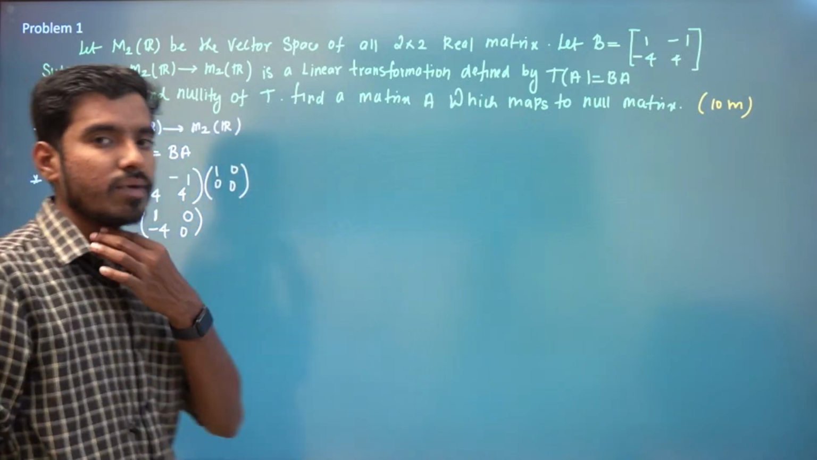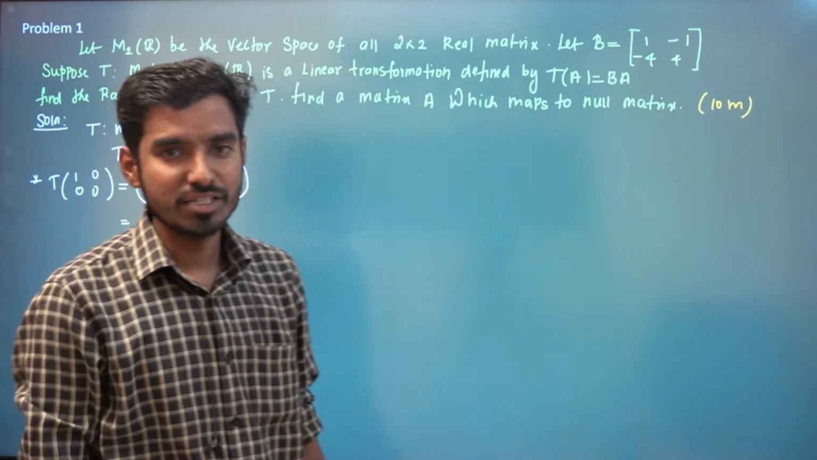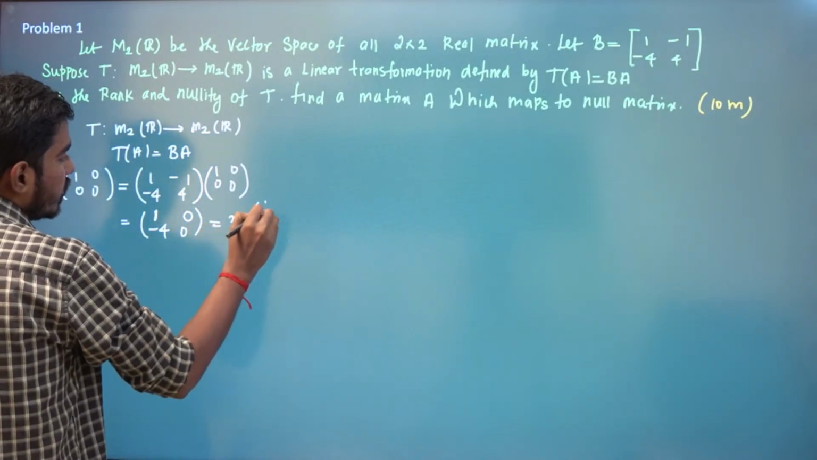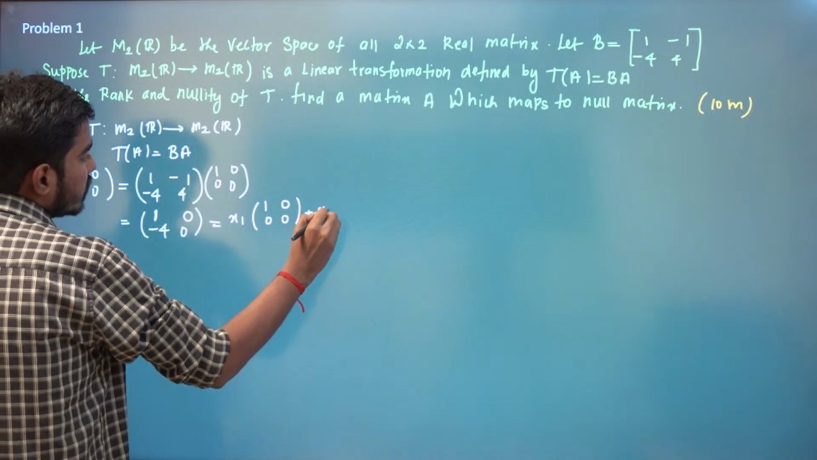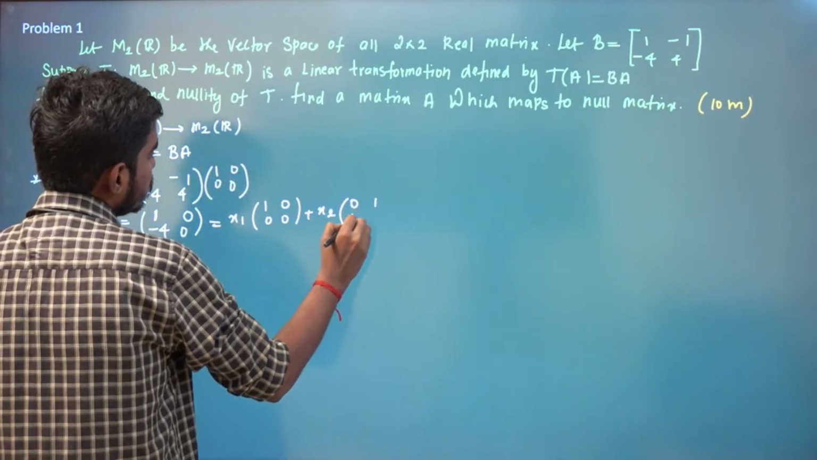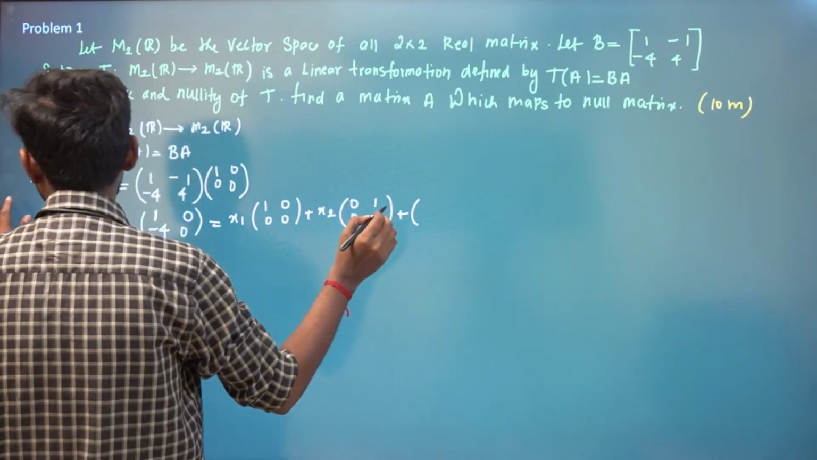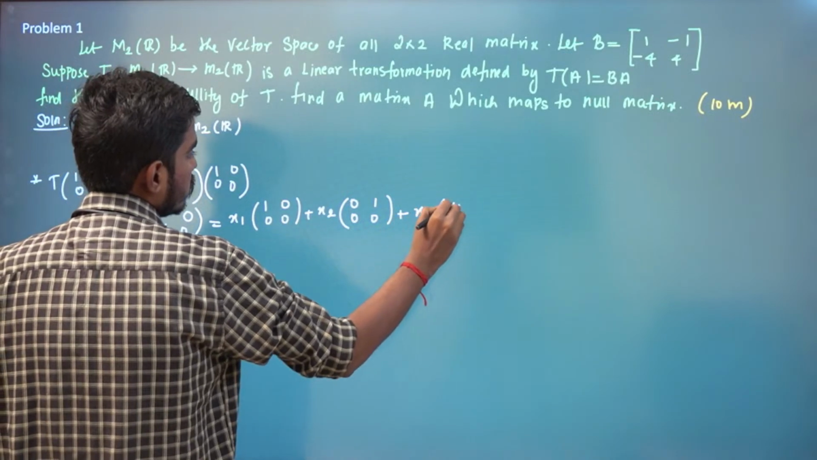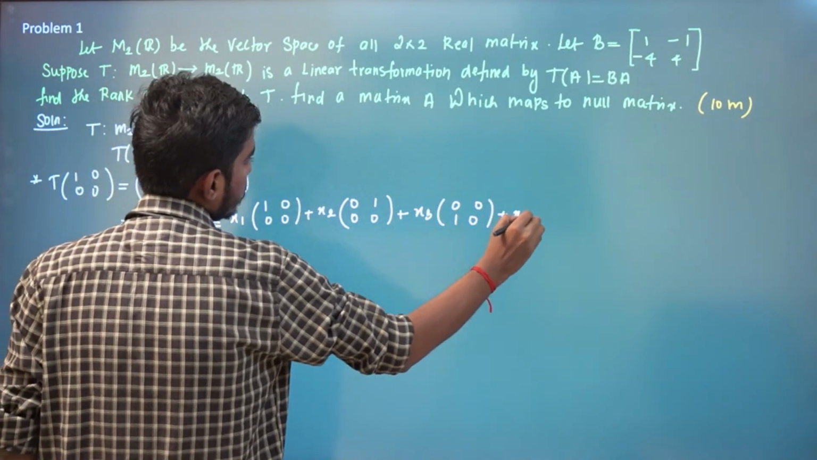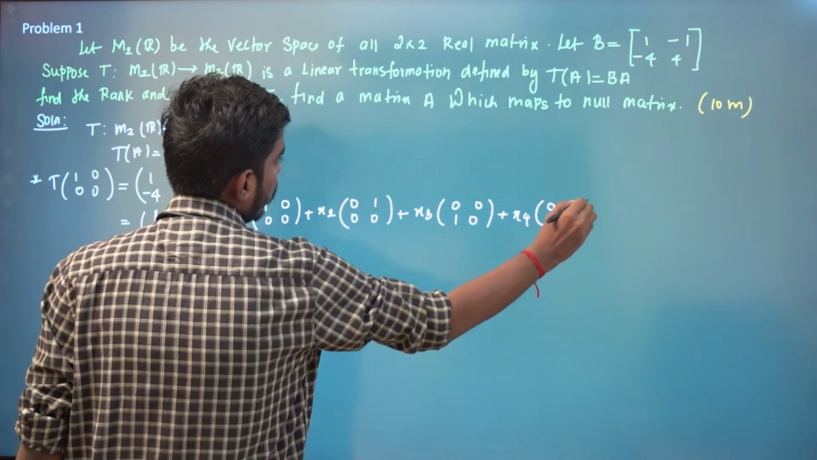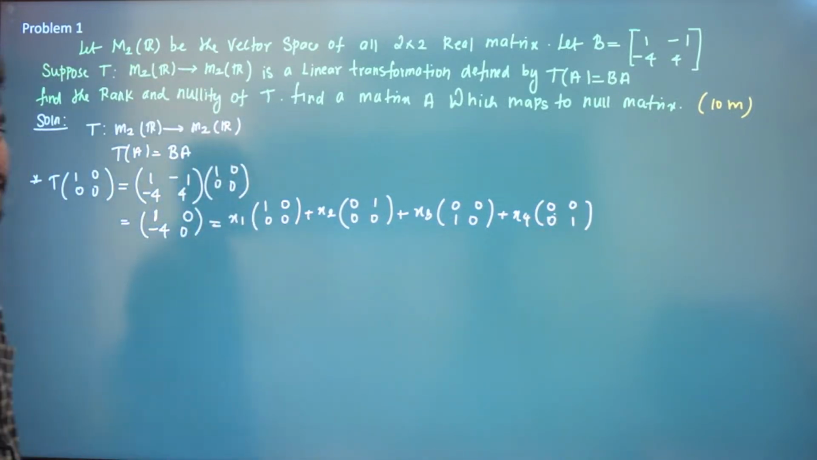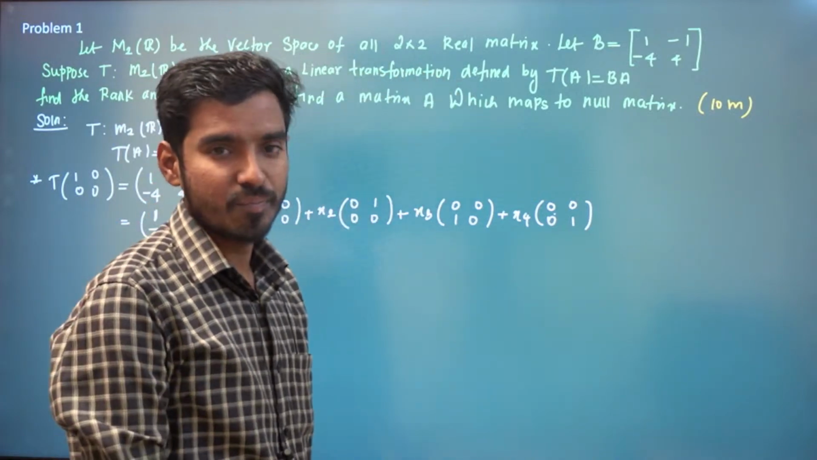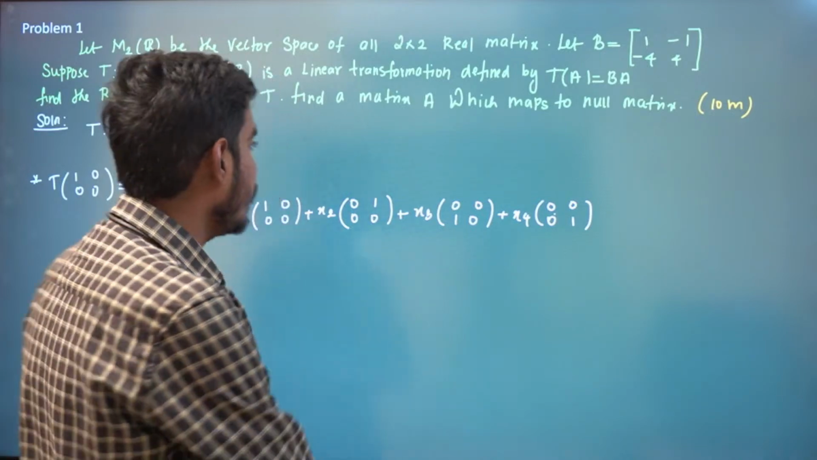Now you have to express this matrix as a linear combination of basis vectors. So x1 times 1 0 0 0, plus x2 times 0 1 0 0, plus x3 times 0 0 1 0, plus x4 times 0 0 0 1. Now you just have to solve for x1, x2, x3, x4. That x1, x2, x3, x4 will be my first column in my required matrix.